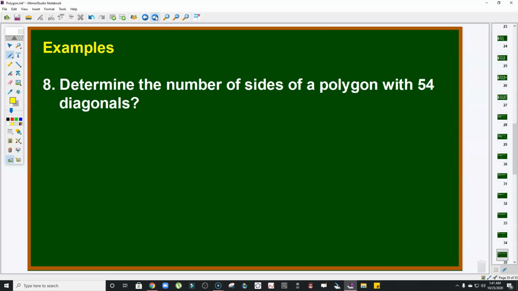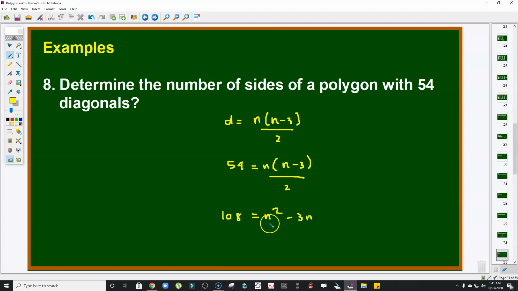Next, number 8. Determine the number of sides of a polygon with 54 diagonals. So this time, we're looking for n given ang d. Okay, balikan natin yung formula. The diagonal is given by n times n minus 3 over 2. However, given ito 54, we're looking for n. Tama? Okay, so cross multiply, I'm going to have 108 equals n squared minus 3n. So, marunong na kayo mag-factor ng ganito, right? In your basic math. So, n squared minus 3n minus 108 equals 0.